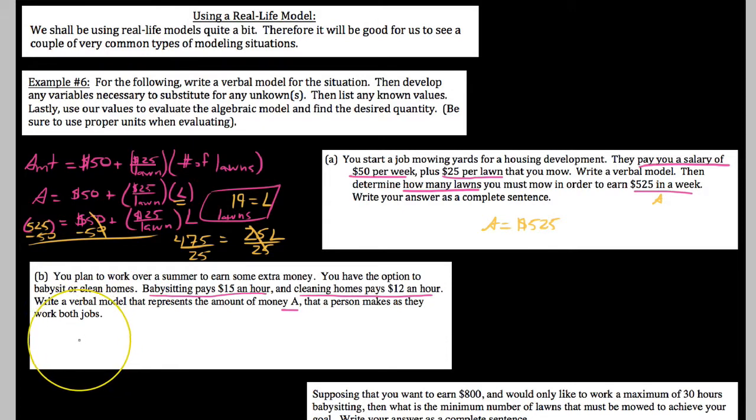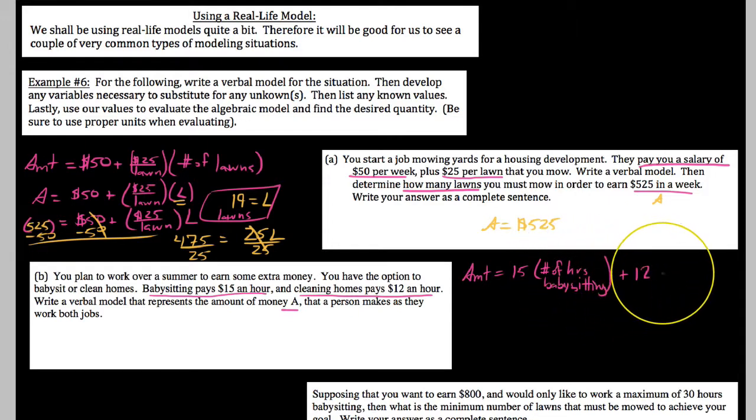Again, verbal model first. How much money do I make? It depends on how long I work at each job, and they pay differently. So the amount of money I earn would be equal to babysitting, $15 an hour, so 15 times the number of hours babysitting, plus $12 times the number of hours cleaning. This would represent our income rule.